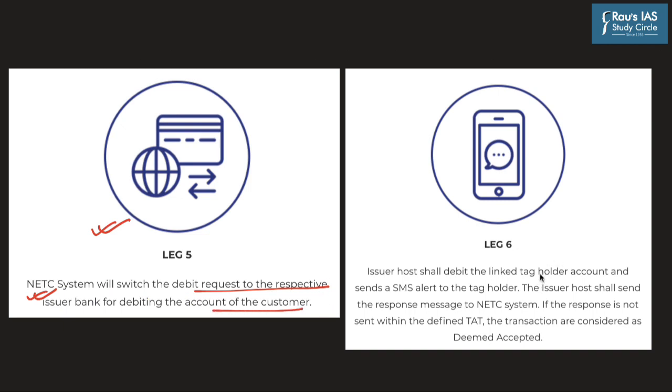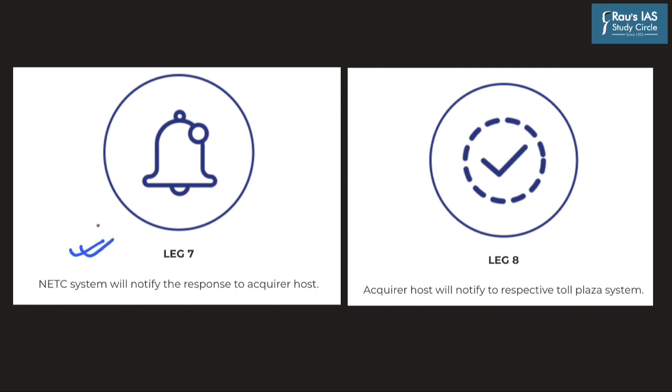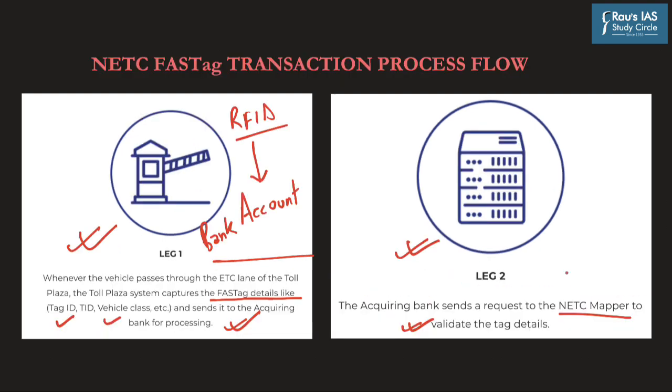Next, the account of the account holder shall be debited and an SMS alert shall be sent to the tag holder. And in this regard, the issuer host shall send the response message to the NETC system. Now it here highlights that if the response is not sent within the defined time, the transactions are considered as deemed accepted. Moving to leg 7 of the transaction, the NETC system will notify the response to the acquirer host, and the acquirer host will notify the respective toll plaza system. Thus, the National Electronic Toll Collection Program is an 8-legged process transaction.